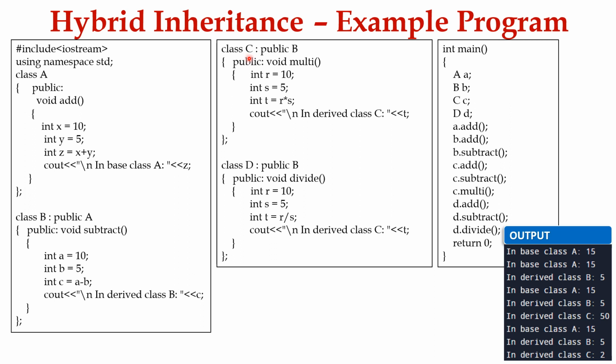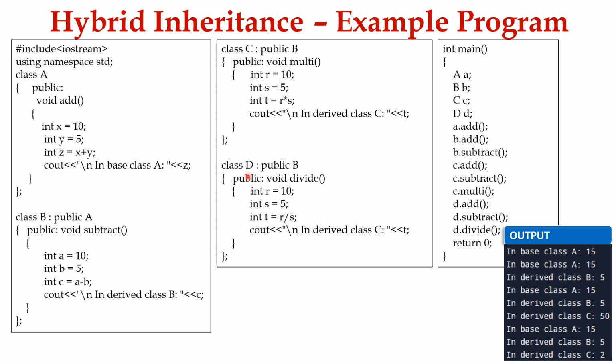Next, we have defined the class definition for class C, that is class C colon public B. Class C inherits the properties of class B and it defines the member function multi, where we have declared the variable R of integer data type and assigned with value 10, variable S of integer data type and assigned with value 5, and variable T of integer data type and assigned with an expression R into S. Using a cout statement, we have displayed the value of the variable T to the user.